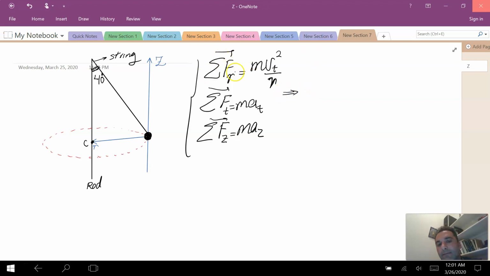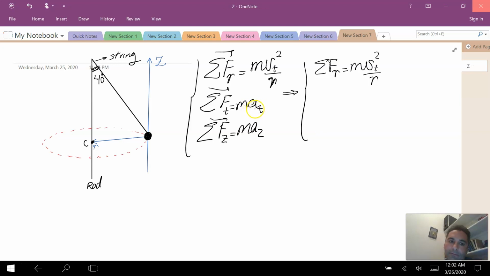Do we have radial or centripetal force? The answer is yes. Why? Because it's circular motion, so this exists. Sigma f on radial axis is mv squared over r. Keep it.